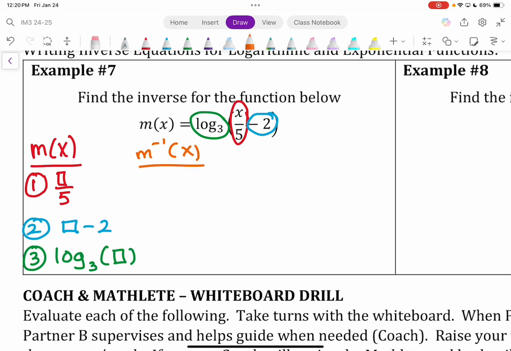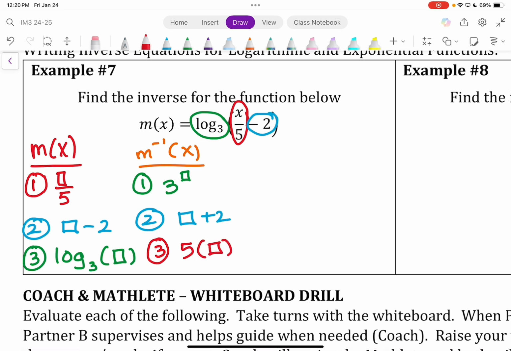So as we work on making our inverse table, you need to know the following. The inverse of log base 3 of x, or log base 3 of the box, is going to be 3 to the power of the box. The opposite of box minus 2 is box plus 2. And the opposite of box over 5 is 5 times the box. So we get the following. 3 to the x plus 2. And all of this being multiplied by 5.